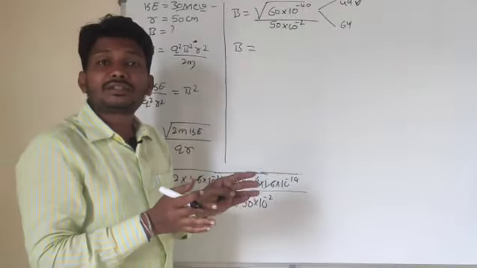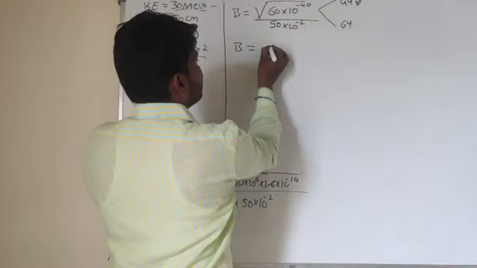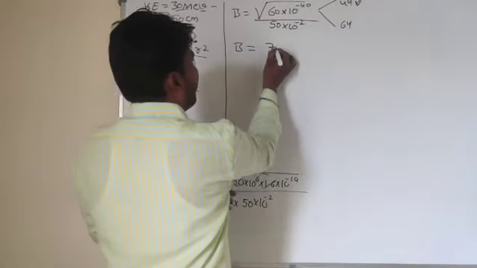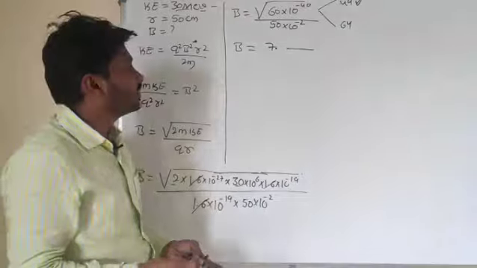Means square root of 60 is in between 7 point something. 7 into 7, 49. 7 point something. What's that something value here?